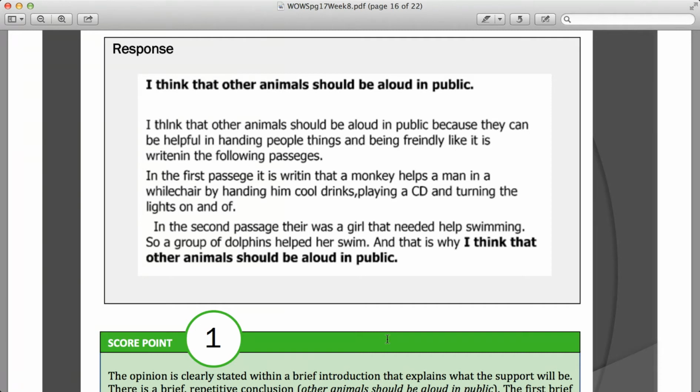So a 4 is the best you can get. A 3 is definitely what we're striving for. 3 means you are writing at grade level. If you score a 4, you're writing above grade level, which is fantastic. But if you got a 3, you should just be simply proud.